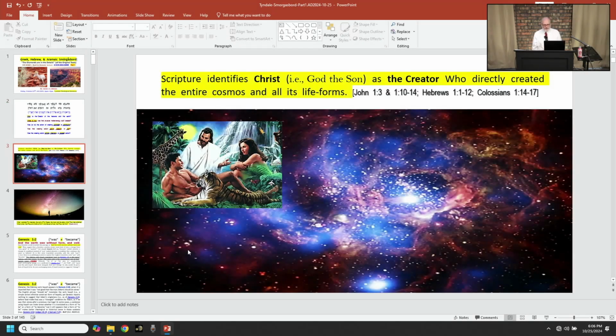In fact, if we read further in the Scriptures, we see that of the Trinity, the one most directly involved in creating the universe is God the Son, Christ. And we see that in John 1:3, John 1:10 through 14, Hebrews 1:1 through 12, and Colossians 1:14 through 17.